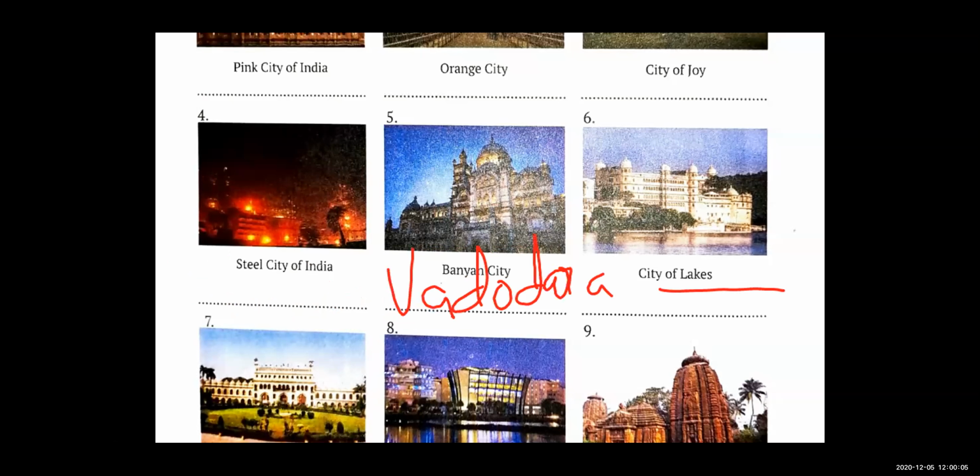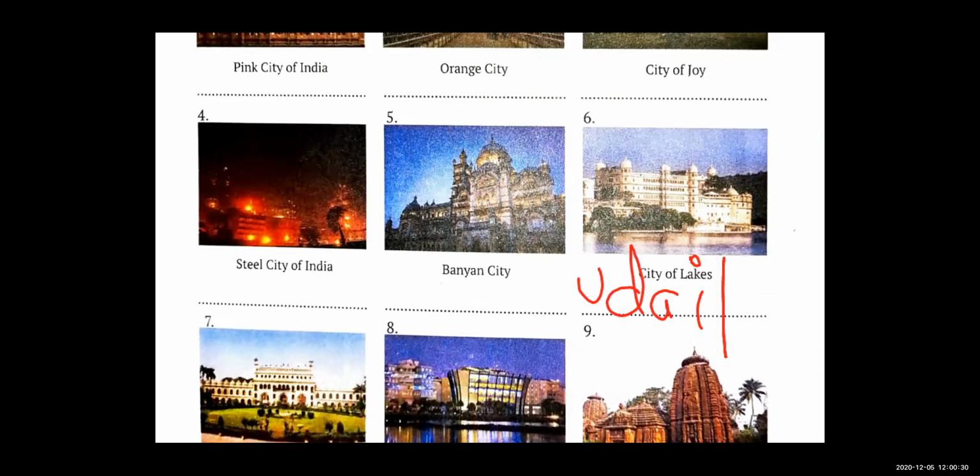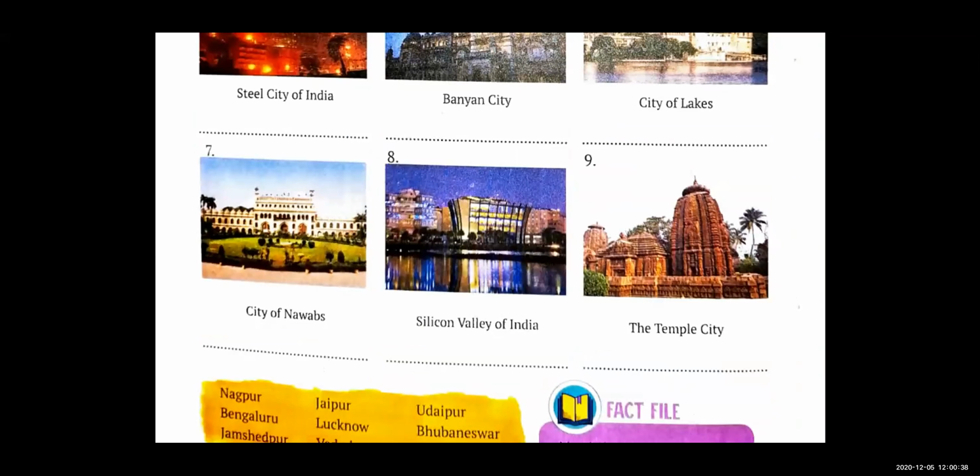Next, city of lakes. Oh yes, this we know, right? Udaipur, right? Because the five prominent lakes, that is Lake Pichola, Uday Sagar Lake, Fateh Sagar Lake, Rajsamand Lake, and Jaisamand Lake are present in Udaipur. So it is called the city of lakes, right? Let's move to the next. City of Nawabs. Oh, we all know. It's Lucknow, right? Lucknow is called the city of Nawabs.